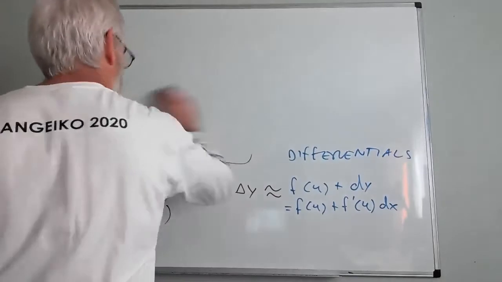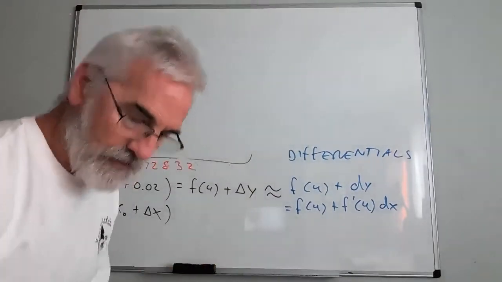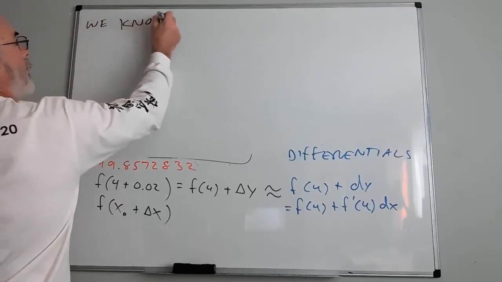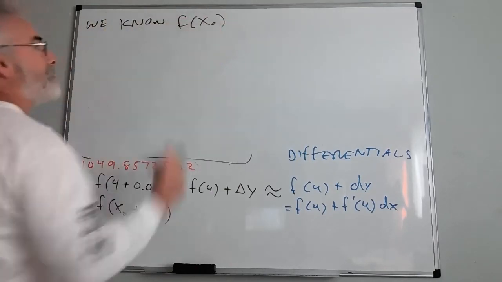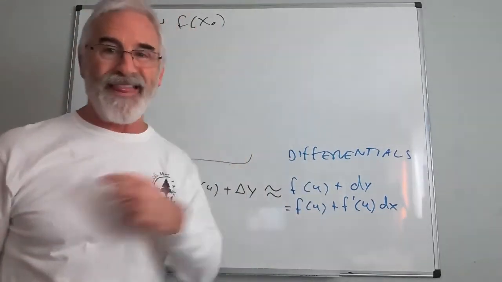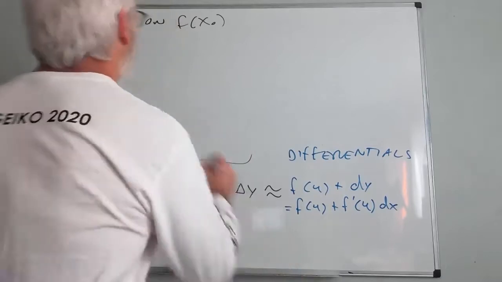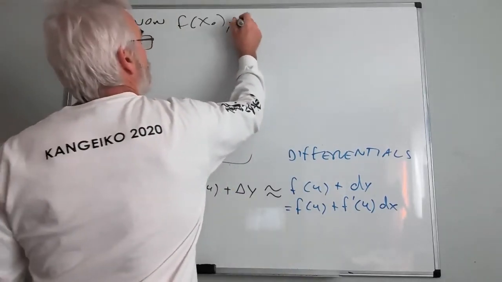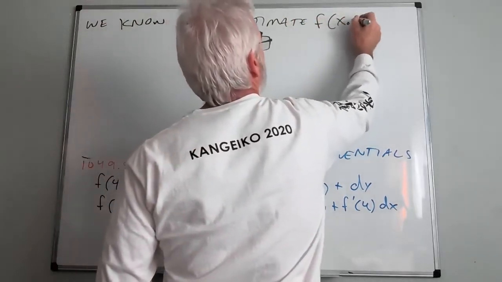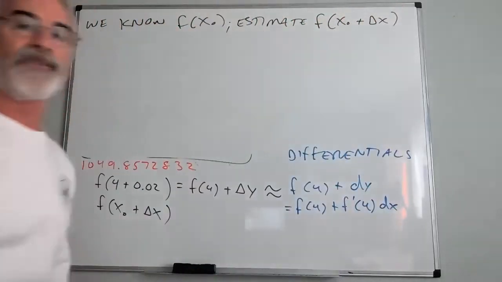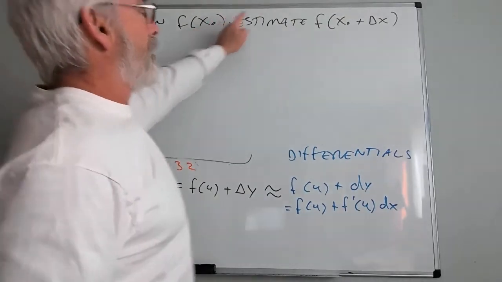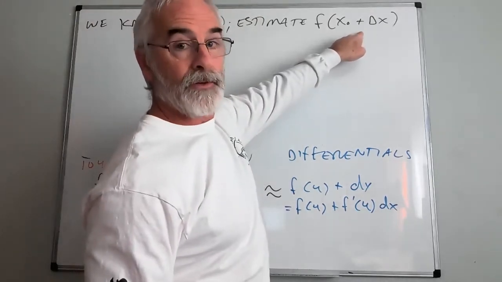So here's how it works. We know f of x naught. That means x naught is our happy number. We know f of x naught. That's trivial. Okay. What we want to do is estimate f of x naught plus some change in x. That's what we just did in the last problem. In the last problem, we knew f of 4. We were estimating f of 4.02.